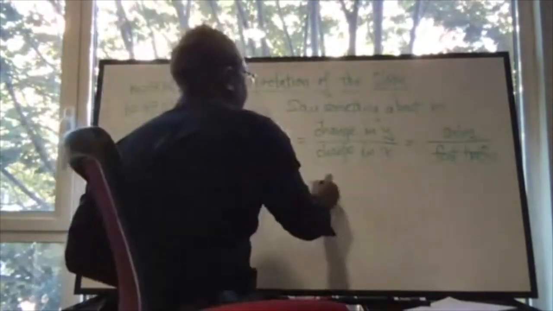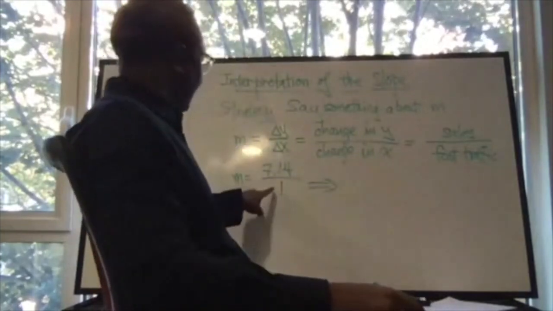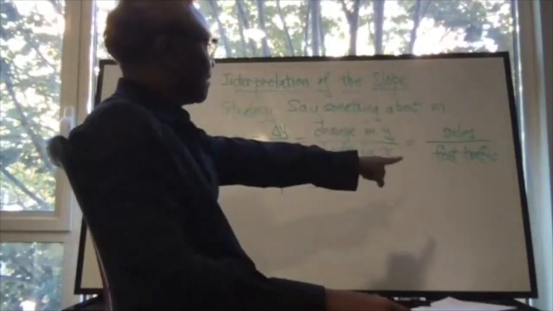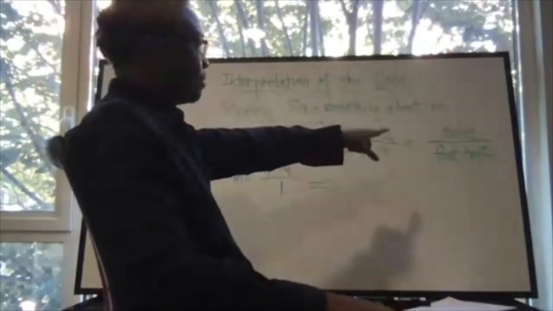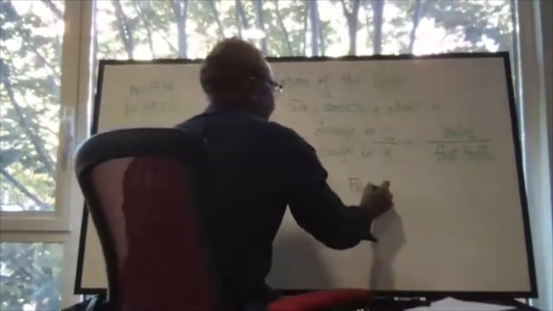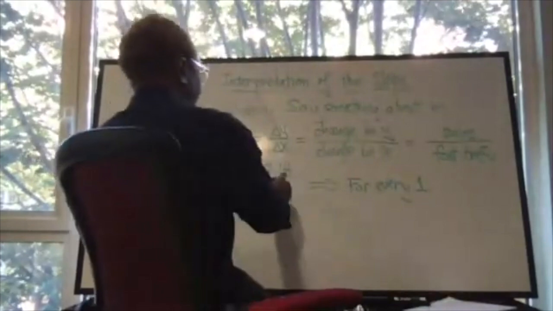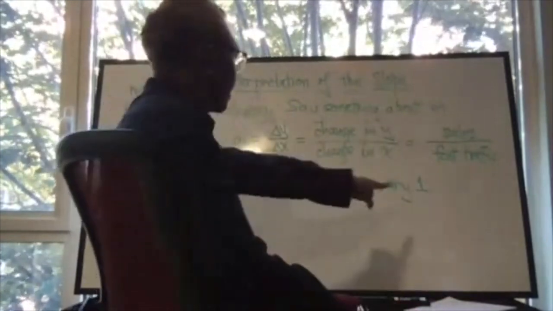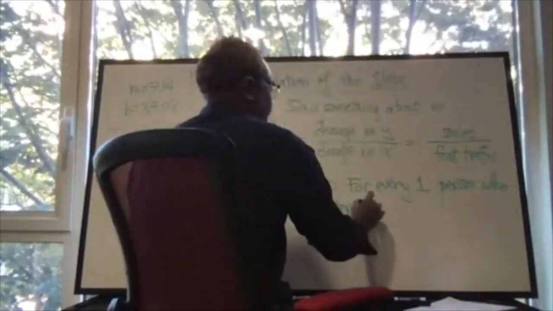So when I interpret this slope, I need to write it in English in such a way that this 1 goes with foot traffic, and then $7.14 goes for sales. So we're going to write it like this. For every 1, here's that 1 right here. If it was a 2, then I have to put the number 2 right there. For every 1 person who enters the store.